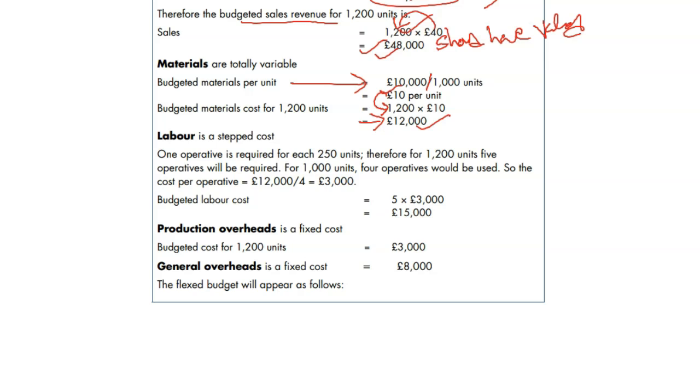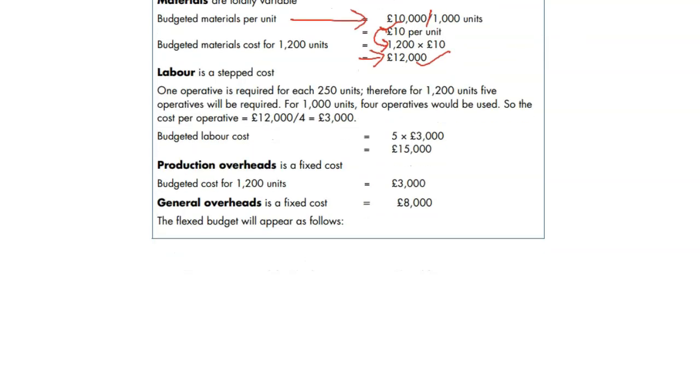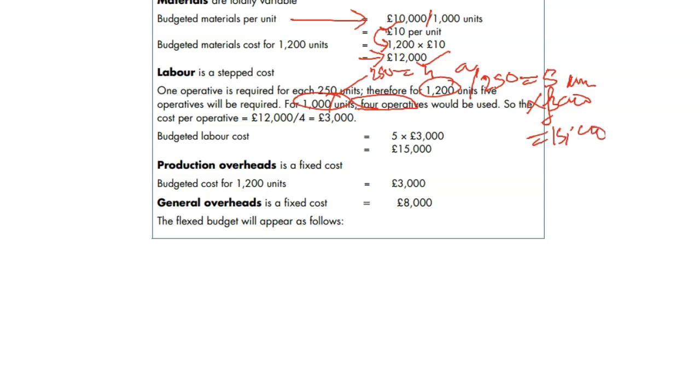How about the labor? You see, I said we need 4 operatives. Yeah, 1,000 units divided by 250, you get 4 operatives. But for 1,200 units, if you divide it by 250, you get 5 operatives. To produce 1,200 units, you need 5 operatives. And each operative, we need to pay £3,000, right? So 15,000 is the labor cost. That is being shown here. 5 times by 3, you get 15,000.